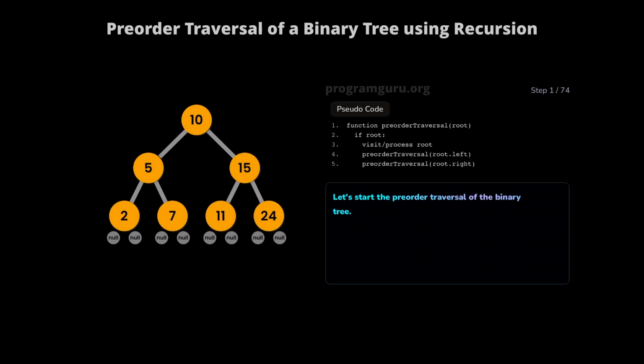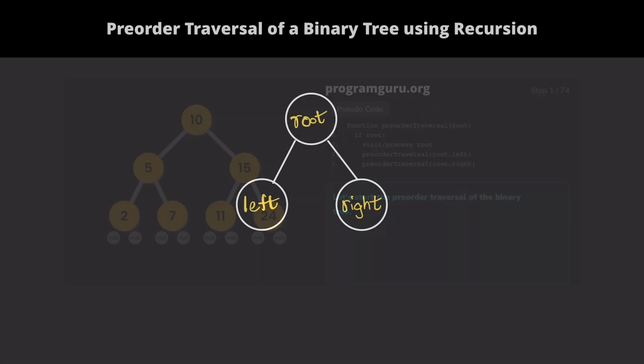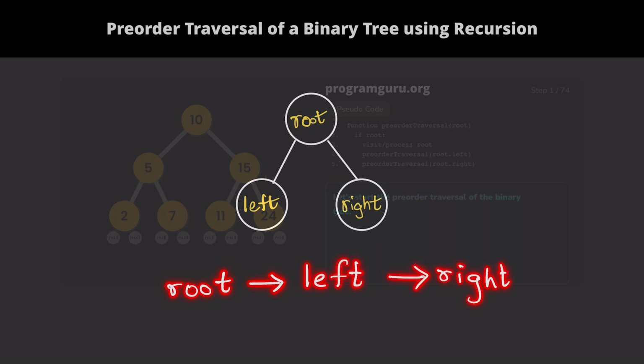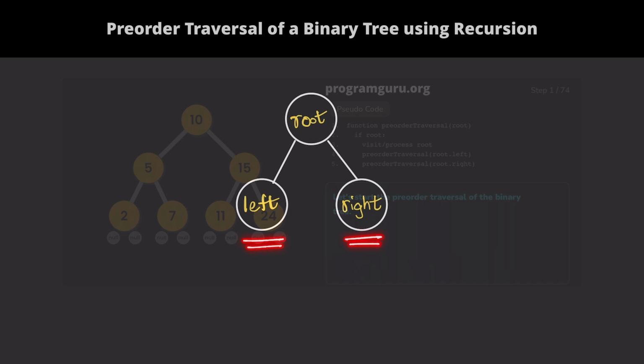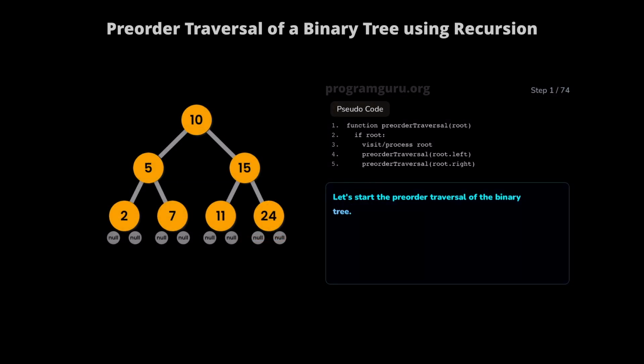In this video, we'll perform preorder traversal on this given binary tree using recursion. Preorder traversal follows the root, left, and right order. If either the left or right node is a subtree, we recursively traverse it using the same root, left, right order. Let's start the preorder traversal of the binary tree, step by step.